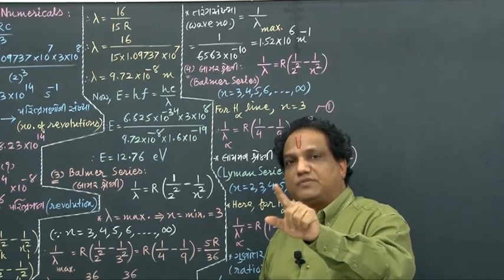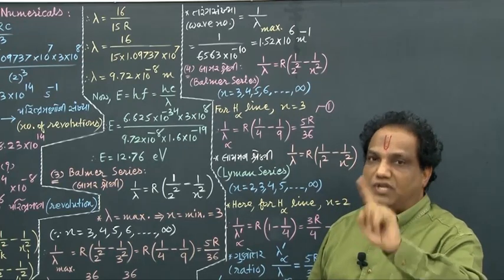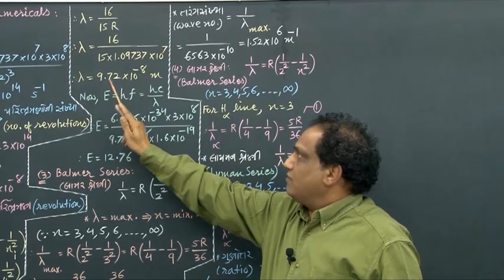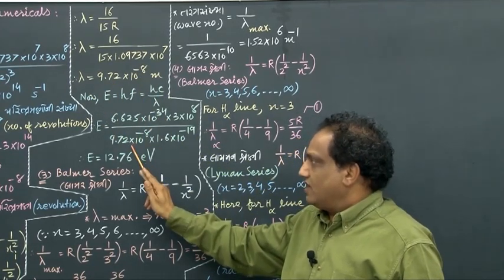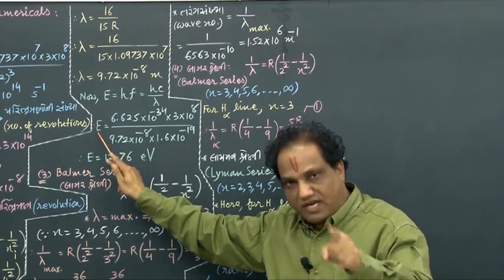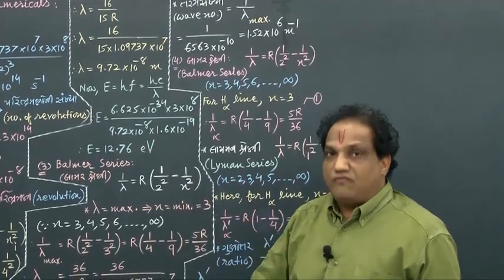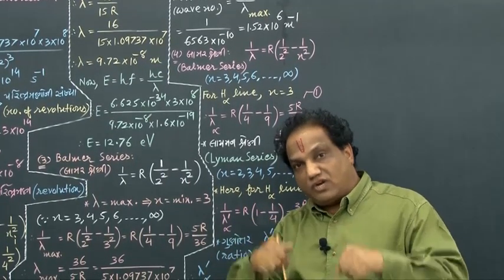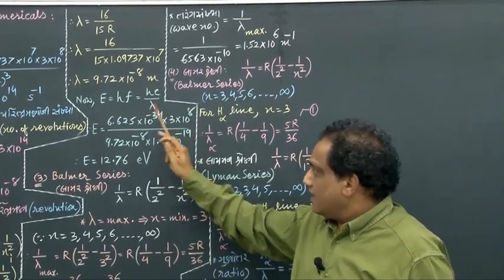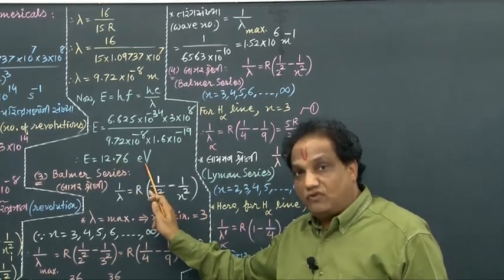Planck's constant is 6.625 into 10 raised to minus 34 joule second. C is velocity of light in vacuum, 3 into 10 raised to 8 meter per second, divided by lambda. Lambda value is 9.72 into 10 raised to minus 8. Normally it is a tradition to find the energy of a photon in electron volt, so we are going from joule to electron volt. When you want to convert energy from joule to electron volt, you should divide by 1.6 into 10 raised to minus 19. Got it? Now this answer comes out as 12.76 electron volt.